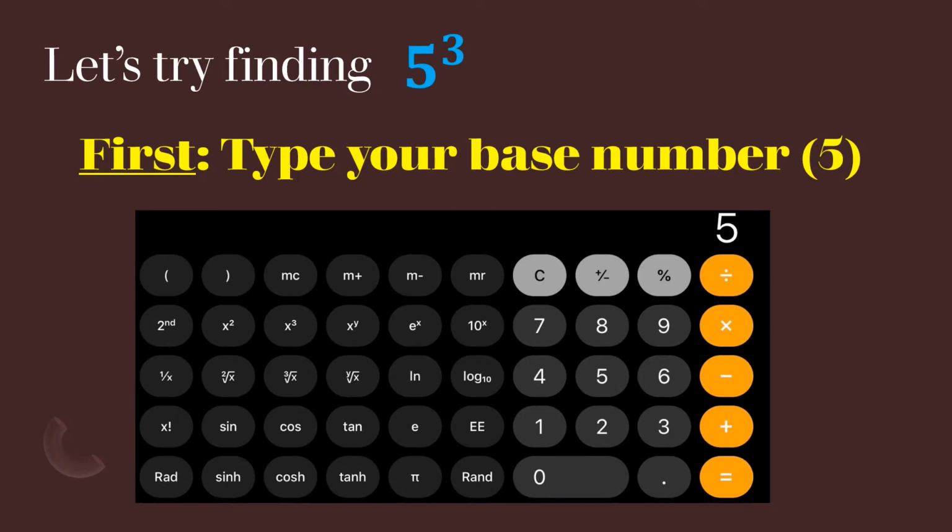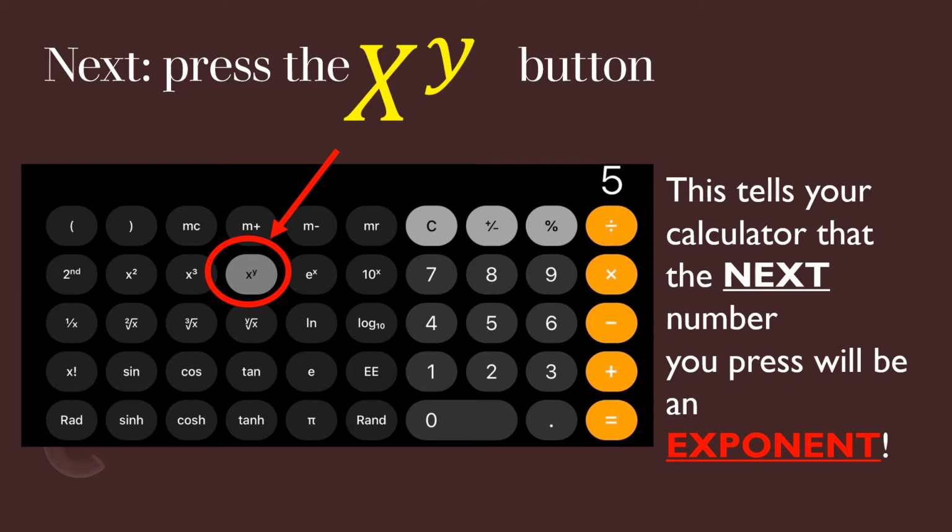Here, let's figure out 5 cubed, or 5 to the third power. First, we're going to type in the base number of 5. Next, we're going to press that XY button. Here you can see it's grayed out. And basically, you notice the 5 didn't change. The 5 is still there. What it's doing when you hit that XY button is basically telling your calculator, hey, get ready. The next number that I press is going to be an exponent. So treat it that way.